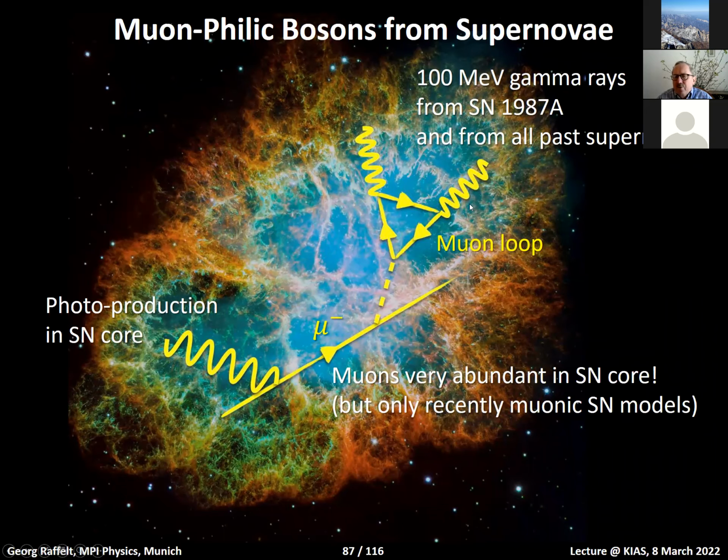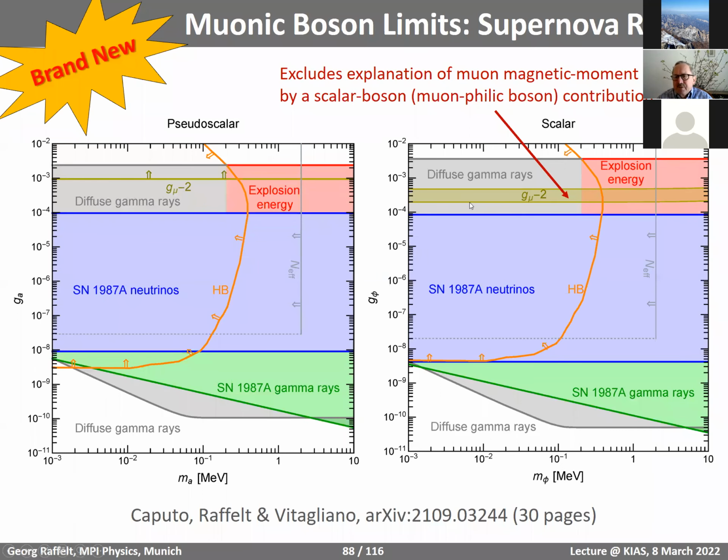Yes, thank you. Okay. So this was this idea, and of course for pseudoscalars it gives us a limit, but pseudoscalars would not be able to explain the anomaly. They would just make it worse. Right. So for such what we call muonphilic bosons, there are all these bounds derived. They can be derived from these different supernova arguments.